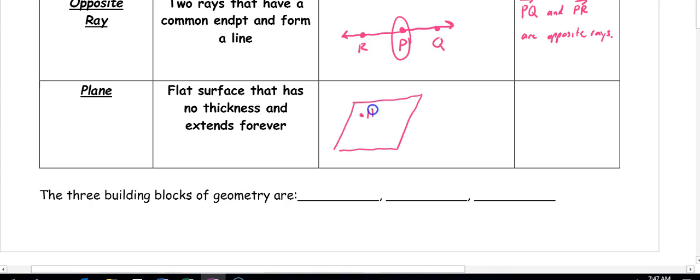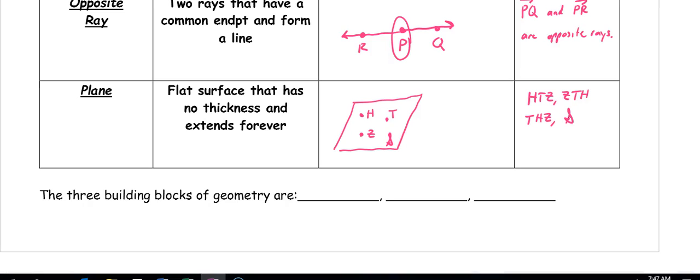Planes are going to have a bunch of different points. They're always named by 3 points. So we can name it HTZ, ZTH, THZ, and so on. We can switch the order of the letters, it doesn't matter. The other way that we could name it is with a cursive capital letter, so capital S in cursive. Now, the 3 building blocks of geometry are the ones that are going to have no thickness or size. Those are going to be our point, our line, and our plane.